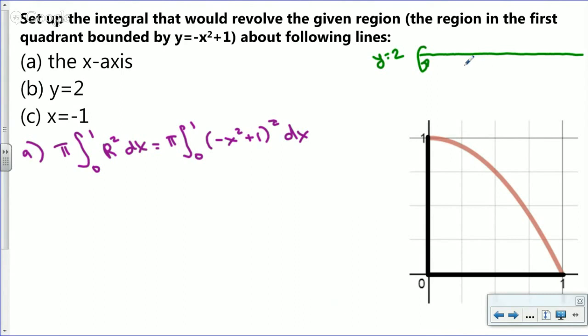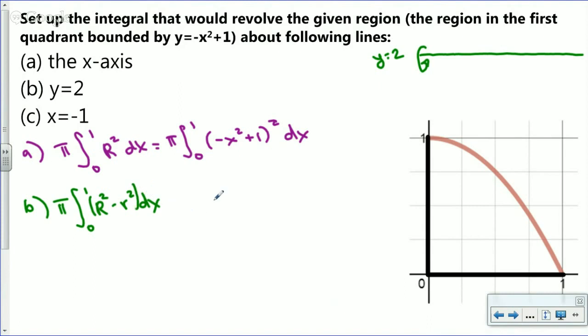All right, washer or disk this time? This is going to be washer. Why? Because there's some empty space between your axis of revolution and the region you're rotating. So I know that I want to use washer. So that's going to be pi, the integral from. Are we going to use x's or y's? We're going to use x's, still a horizontal axis of revolution, so that means I'm still going to have 0 and 1. So that'll be capital R squared minus little r squared dx, since we're using the washer method.